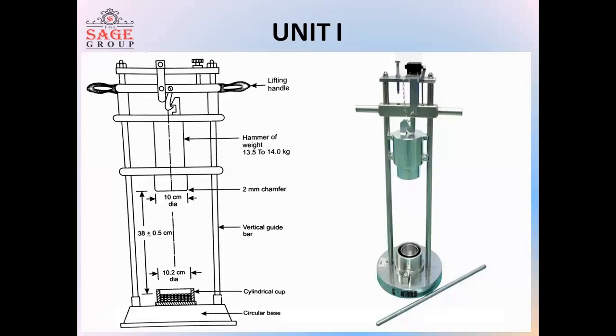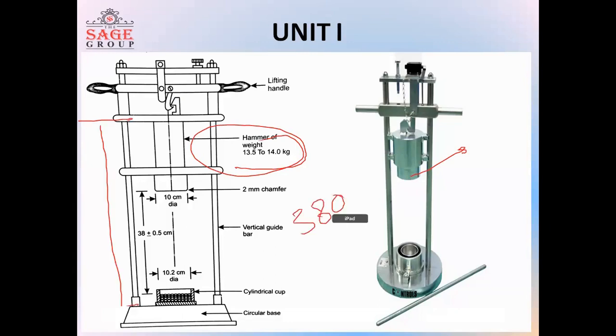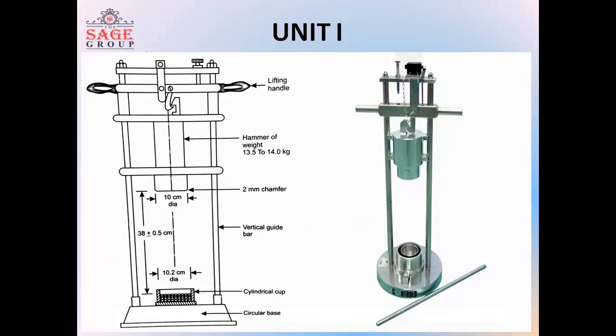This is the machine in which the impact test of the stone is done. This is the hammer, which has a weight of 13.5 to 14 kg. The height is 380 mm, from which the hammer falls freely. This is the tamping rod by which the tamping is done 25 times.